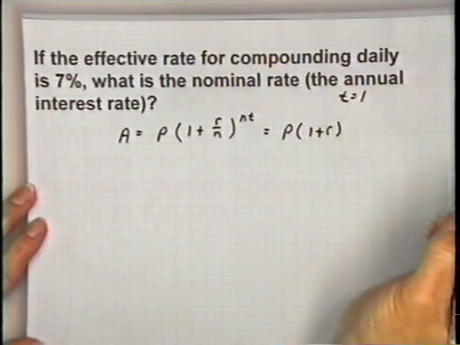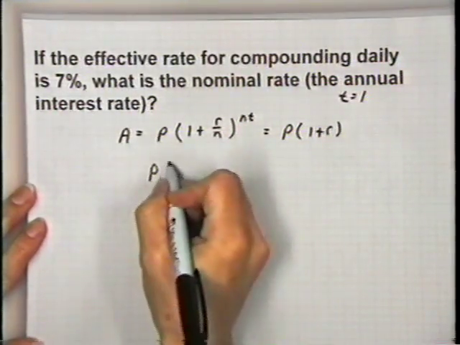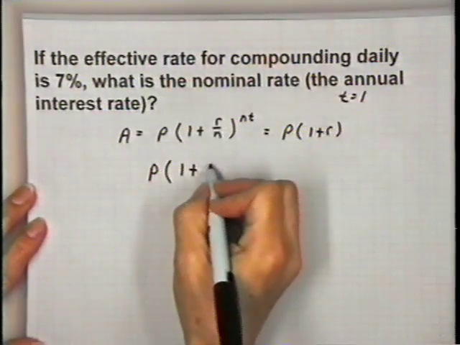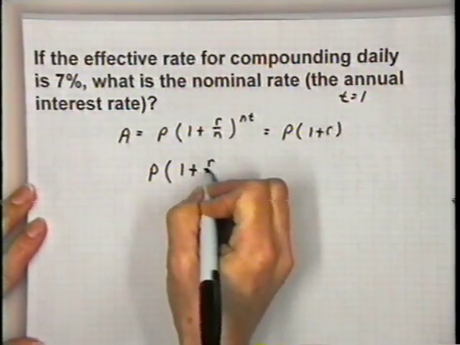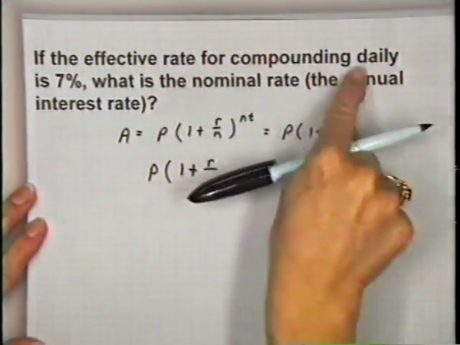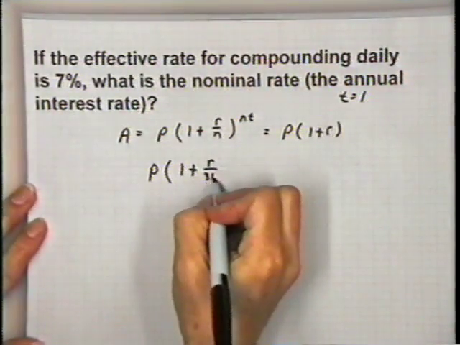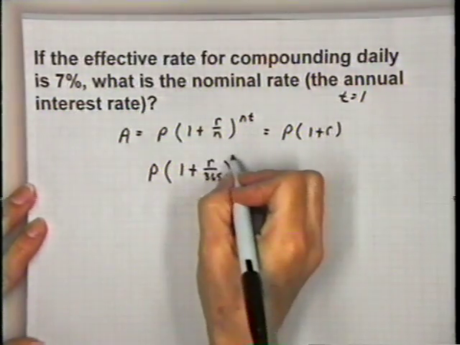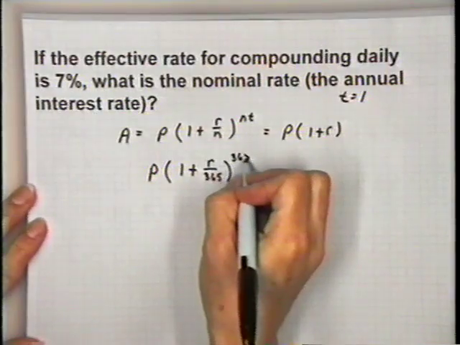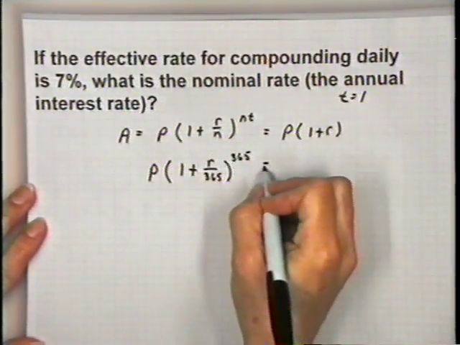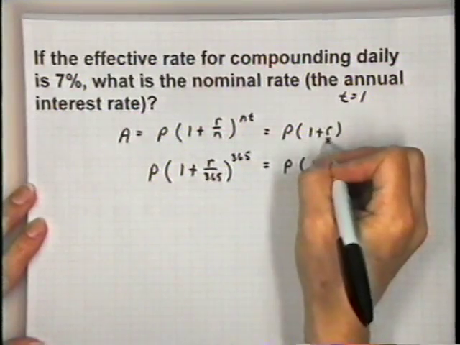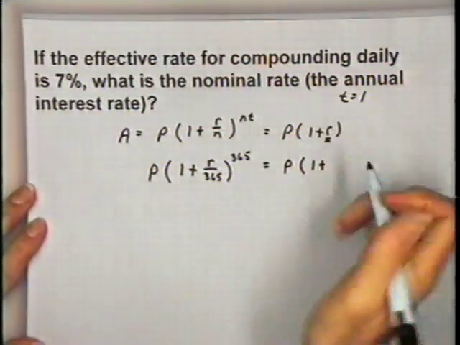Okay, that's still not going to be a problem. I'm going to come here, P times 1 plus. I want to know the nominal rate. I want to know R. I don't know it. The compounding is daily, so that would be 365 times. My N is 365, my T is 1, so that's 365th power. And over here I'm going to have P times 1 plus, now this R is my effective rate, which is 7%.